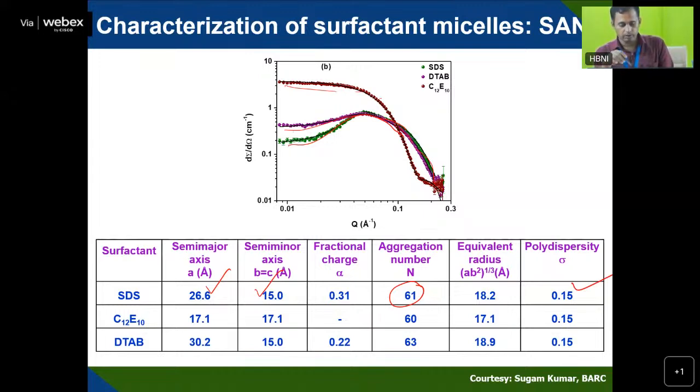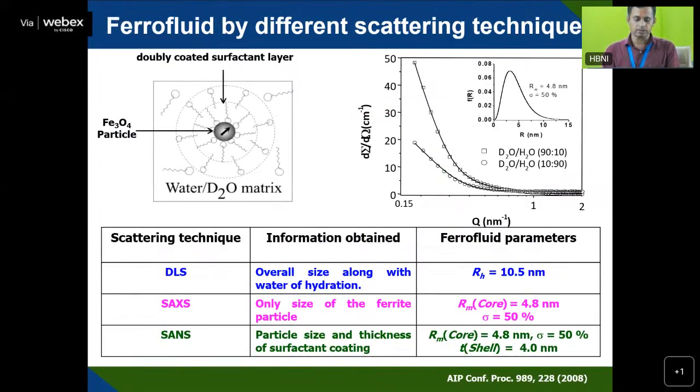The fitting software and all these things I will not discuss, but by using different models you can get all this information about a micelle structure. Like elongated micelles, you can see whether it is the semi-major axis or minor axis, you can get both, as well as the polydispersity, how the particle size distribution is.